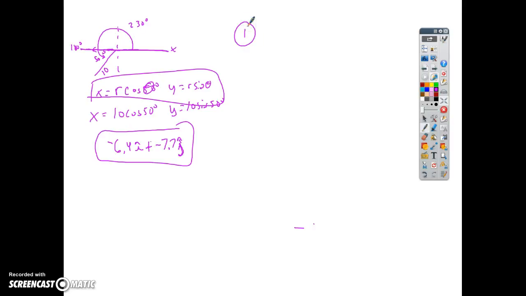Singular notation, every step of the way. 190 degrees. So I'm going to go 10 degrees reference angle. X equals R cosine of 10 degrees. Y equals R sine of 10 degrees.